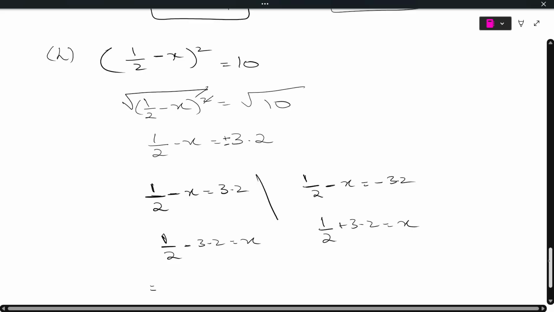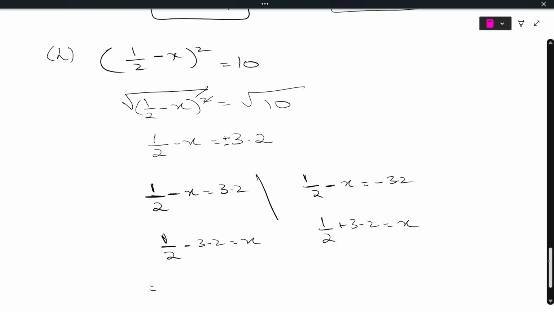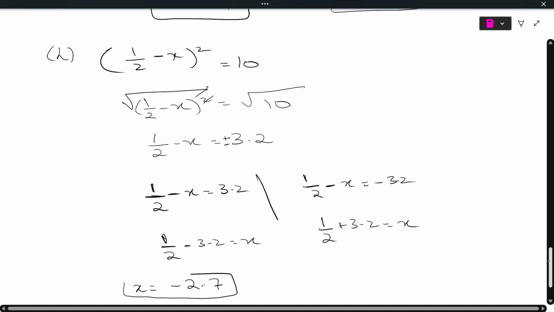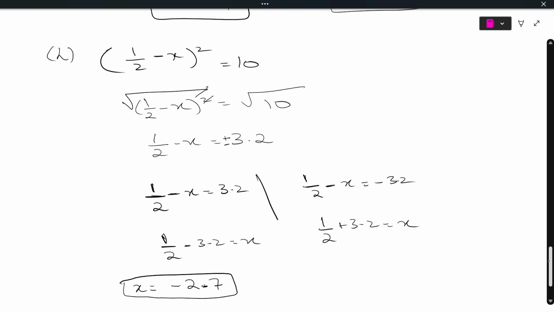So 1 over 2 minus 3.2, that's going to be equal to minus 2.7. That's my value of x. And the second value of x that I'm going to get is 1 over 2 plus 3.2, which is 3.7. So x is equal to 3.7. First of all, tell me, are you getting the same values? Yes. x equals minus 2.7 and x equals 3.7. Are you getting the same values? Yeah.